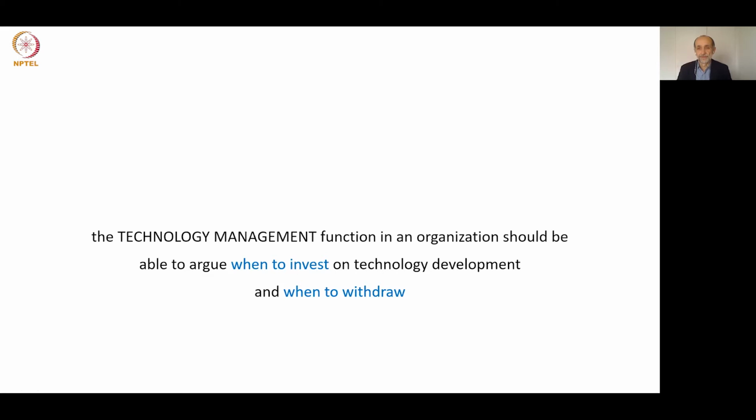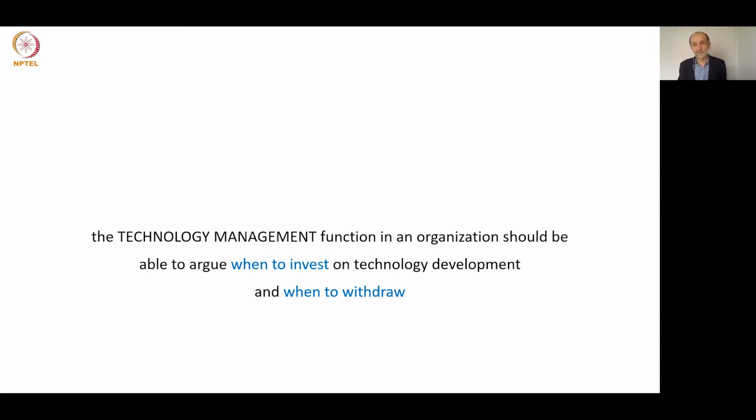So, if you just take the point of view of technology management, the main function of technology management in an organization should be to argue when to invest in technology development and when to withdraw. And this main function stays at the core of the demand for forecasting, because in order to take a decision, this decision has to be taken precisely in time, for a particular market, which means in space, and about a specific technology.